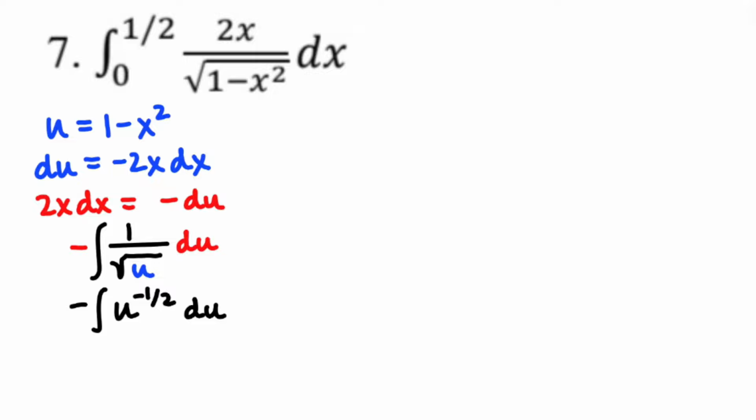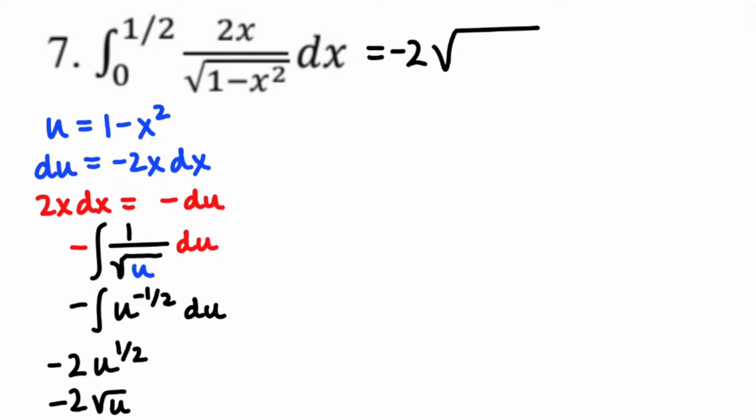Divide by the new power. Dividing by 1/2 is multiplying by 2. So I'd have negative 2 times u to the 1/2 power. And that's negative 2 times the square root of u. Okay, then I've got my antiderivative. So I'm going to say, okay, negative 2 square root of u, which is 1 minus x squared. And I'm going to let x go from 0 to 1/2.